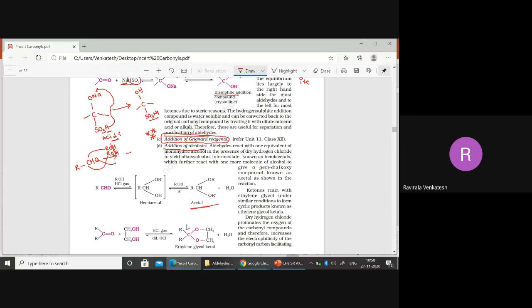Oxygen to hydrogen, water will be removed. Understood here? Remove hydrogen, remove oxygen. Put 2 OR groups here. You will get the answer. We'll get done. We'll take one more example.